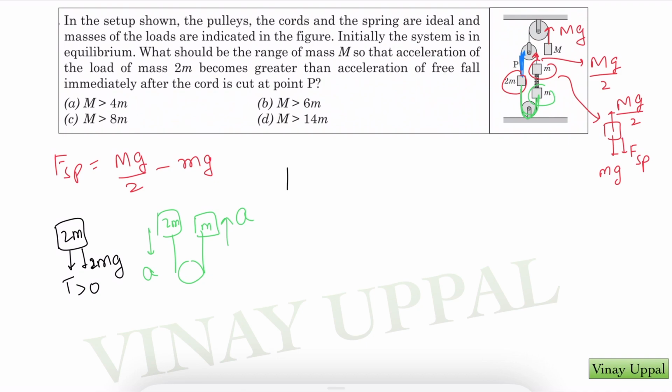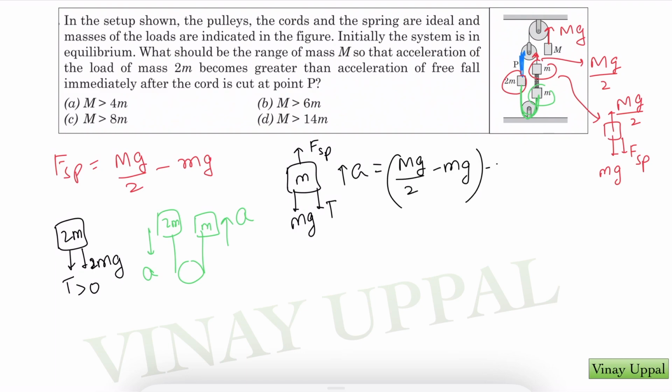Now what is the FBD of m, the green block? You have a spring force acting in the upward direction. The reason the spring force is acting upwards is because initially it had to balance the weight of this block as well as the downward tension. So of course the spring force on this lower block had to be acting upwards. The same spring force is acting, whose value we calculated here. And what else is acting? There is an mg force and a tension force. So can I calculate the acceleration? The spring force, which is capital Mg by 2 minus small mg, minus the gravitational force, minus T, divided by m.